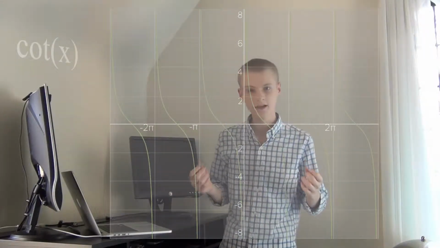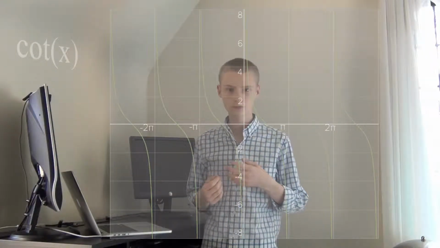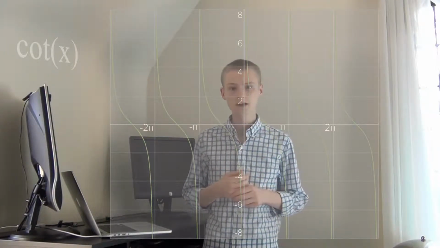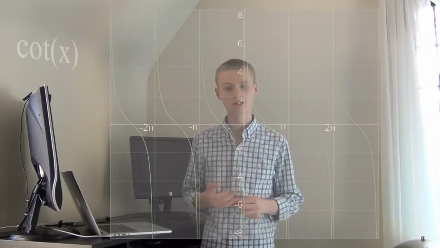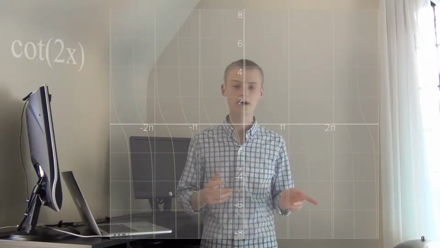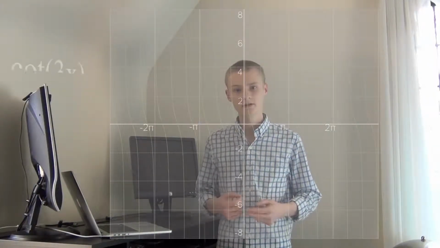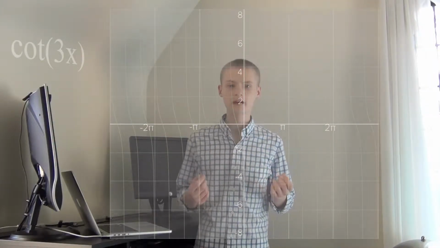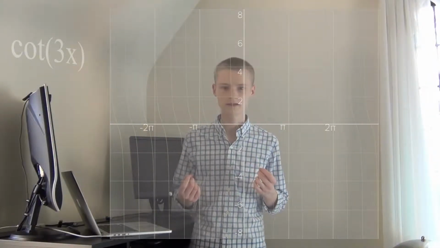And cotangent, again, is kind of like sine and cosine. They're pretty similar, just shifted a little bit. So the same principles for cotangent would apply as they do to tangent. If I were to throw a 2 in there, it would have 4 lines between 0 and 2 pi instead of 2. Throwing a 3 in there would have 6. So, now that we see that, we have a pretty good understanding of this.